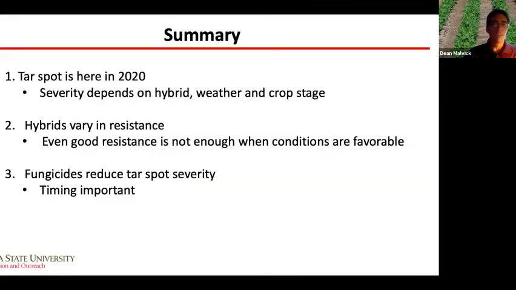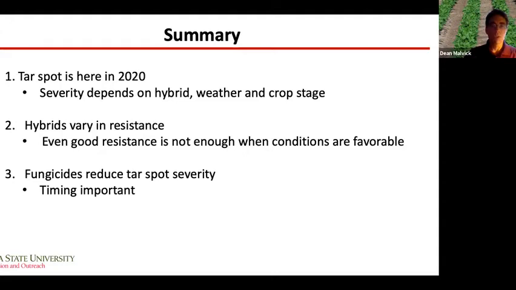So in summary, tar spot is here in 2020. Now we don't know it's in Minnesota yet, but it's clearly not far away, both in Wisconsin and Iowa. So we really need to start looking. And based on all the past information, the severity depends on the hybrid, the weather, and the crop stage, especially when the disease starts. And so we have a lot to learn about this disease.